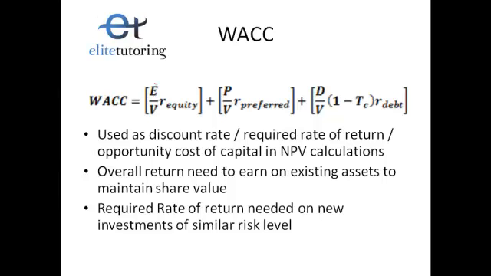For WACC, we need two parts. The breakdown in percentage of the company's capital structure to give us our weightings. These are the initial parts here. The E over V is the weighting in equity. The P over V is the weighting in preferred equity. And the D over V is the weighting in debt.